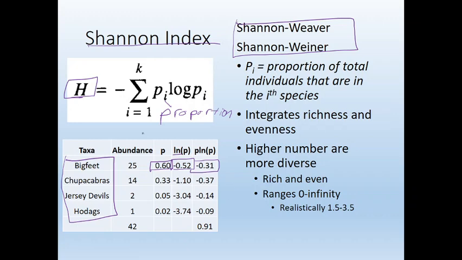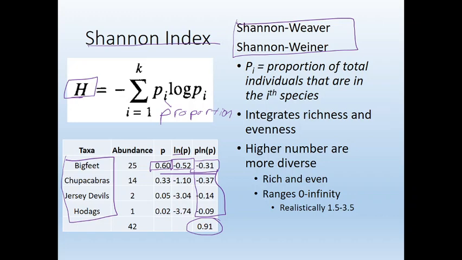Then this summation means you sum all of these up. So 0.31, 37, 14, 0.09, add all those up, and you get the answer of 0.91. Now what this 0.91 is doing is integrating the richness and the evenness. So the higher the Shannon number is, the more species rich and the more even your community is, the higher that number will be.